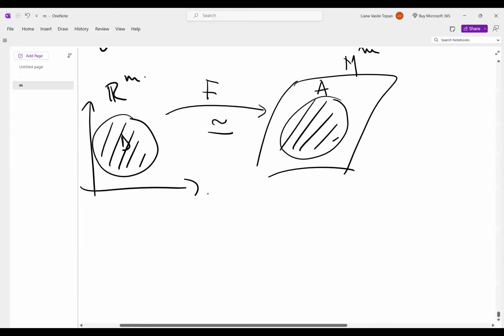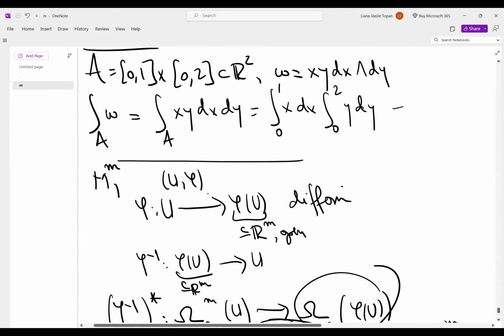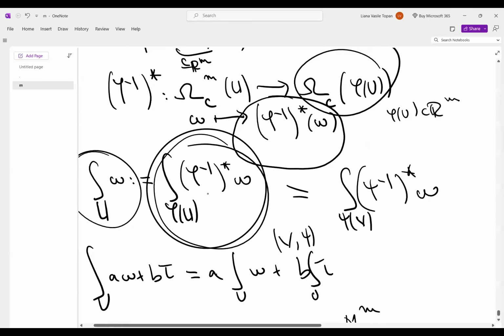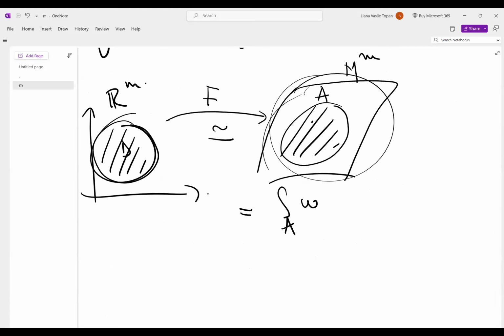And now, do you remember why we're doing this? Because we want to define integrals. We want to define integrals over domains of Rm of some forms. So we are going to go from the integral over A of omega into something here. Now, how can I do this? I need to go back to Rm. I have an m form defined here on M, so I want to take it into a form on Rm, so I'm pulling it back via F star omega.